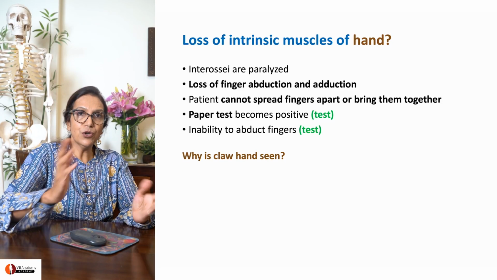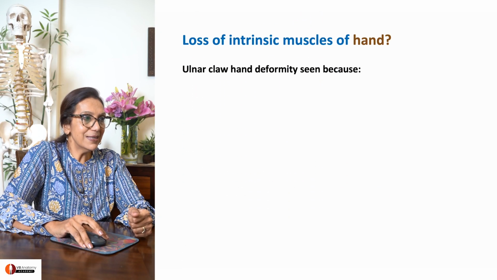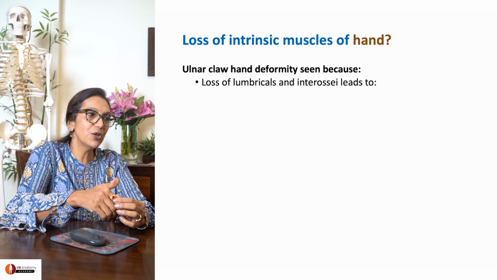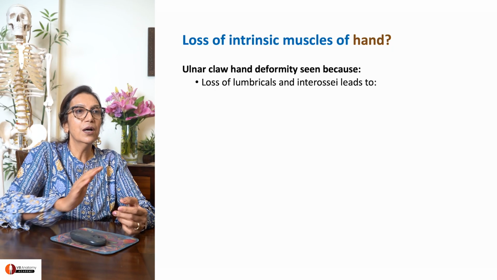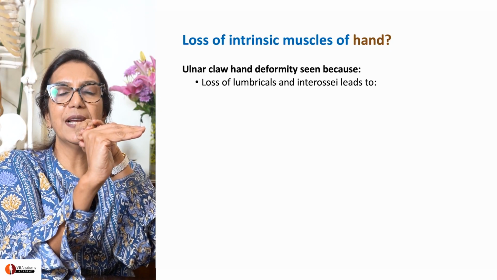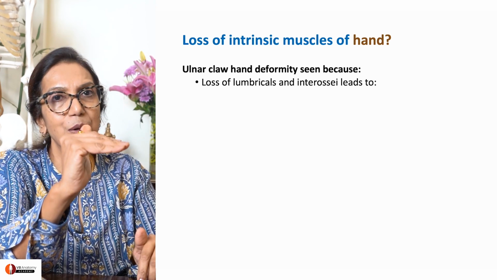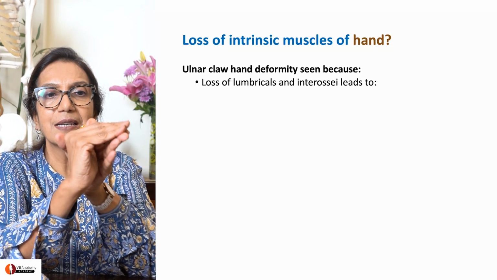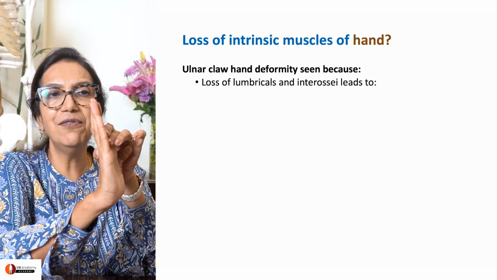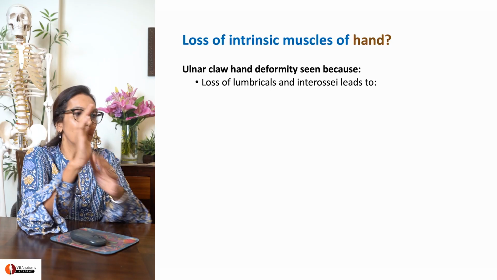So interossei have this. Why is claw hand seen? Understand that when your muscles of the hand are paralyzed, especially your interossei and lumbricals, what is their natural action? Do this. Flexion at metacarpophalangeal joint, extension at interphalangeal joint. This is the action of interossei and lumbricals. Because they are paralyzed, your hand goes into extension at metacarpophalangeal joint and flexion at interphalangeal joint. Claw, isn't it?